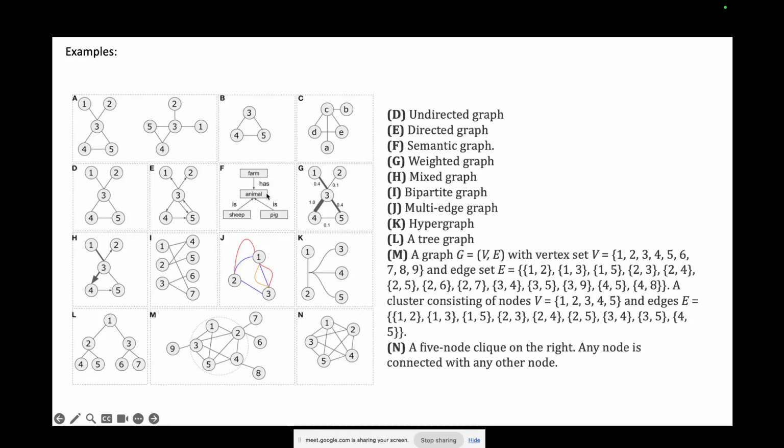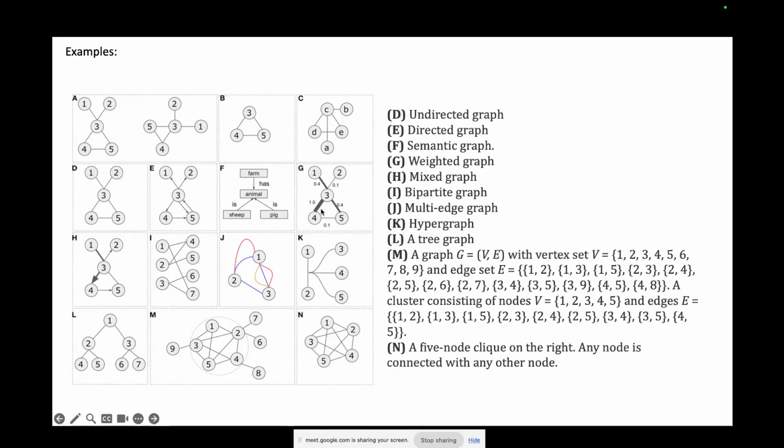It's more of a schematic representation than a graph itself. So in this case, for example this one in F, this is basically a statement which has been shown as a graph. So it's like farm has animal, which is sheep, like this. So basically this is more of a schematic representation than a mathematical representation of a graph. So let's skip this. We will not get much examples of these in our cases as well. So let's move on to weighted graphs.